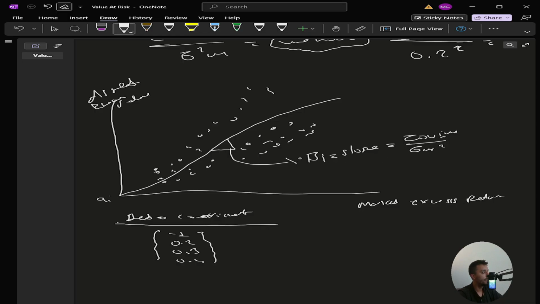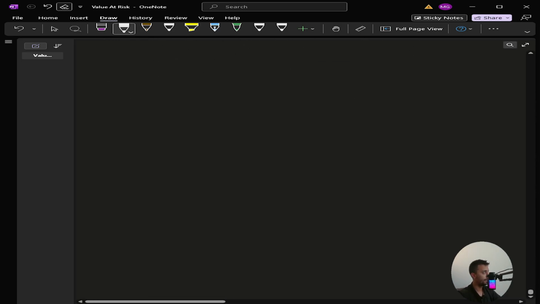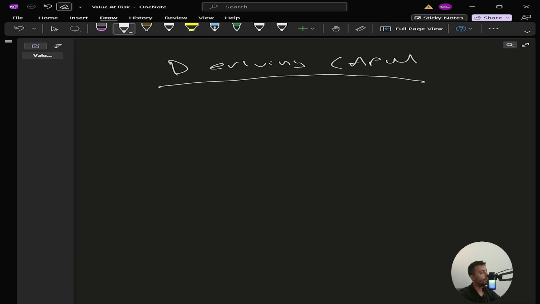The slope of this line is our estimate of our beta, and we are deriving the capital asset pricing model. Let's interpret the derivation and components of the CAPM.